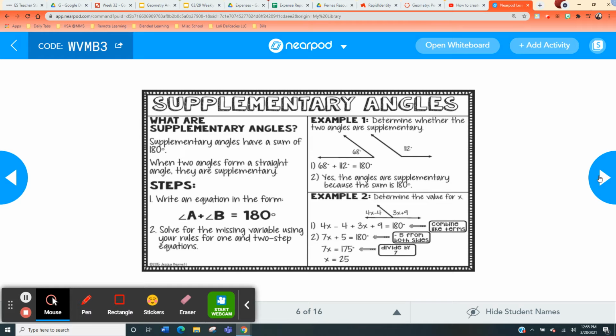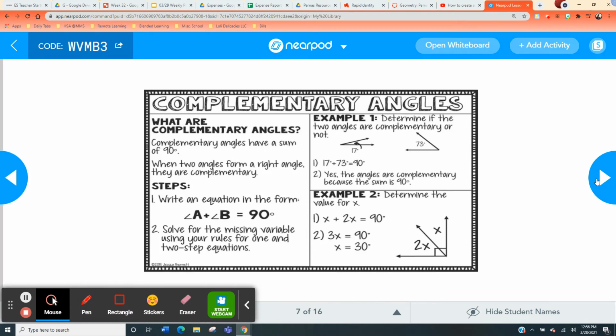Supplementary angle. So a supplementary angle, I'm going to be sharing a couple anchor charts with you. We know that supplementary angles have a sum of 180. You're going to be writing equations today based off of your angles. So it might be AC equals 180. And I have some examples off to the side for you to help you determine your answers. I'm just going to move through these very quickly.